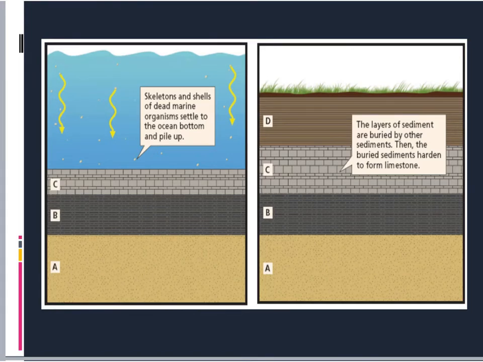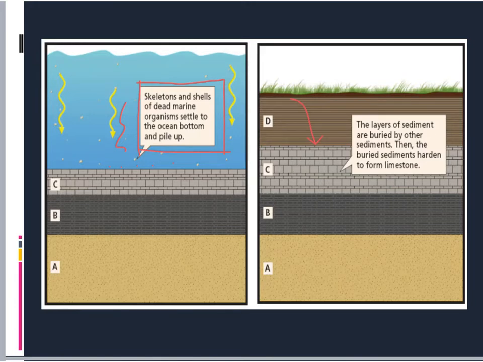So here's just an example here. This is what we talked about when we talked about organic sedimentary rock and limestone. Skeletons and shells of dead marine organisms settle to the bottom. They fall to the bottom and start to pile up here. The layers of sediment are buried under other sediments. Then the sediments harden to form limestone. So there's soil that falls down above it, right?